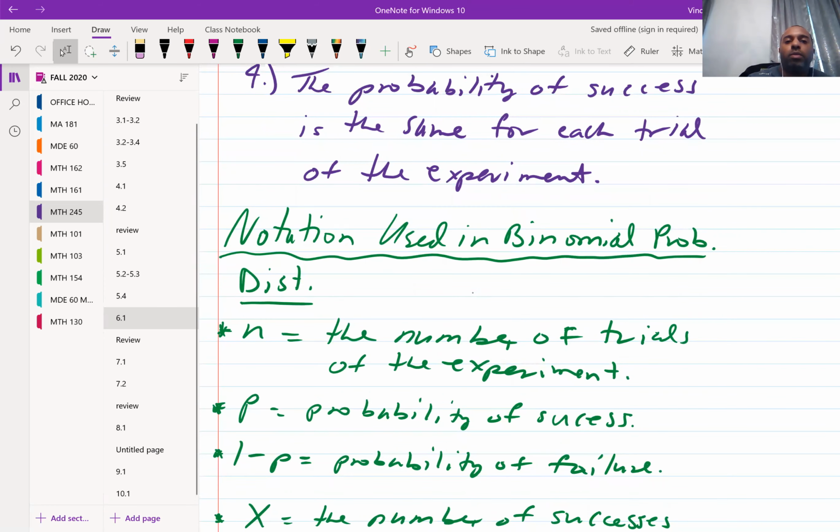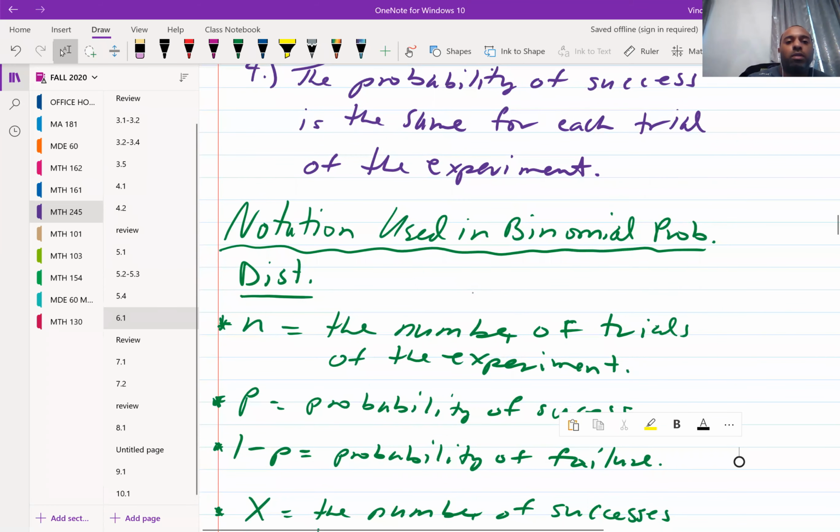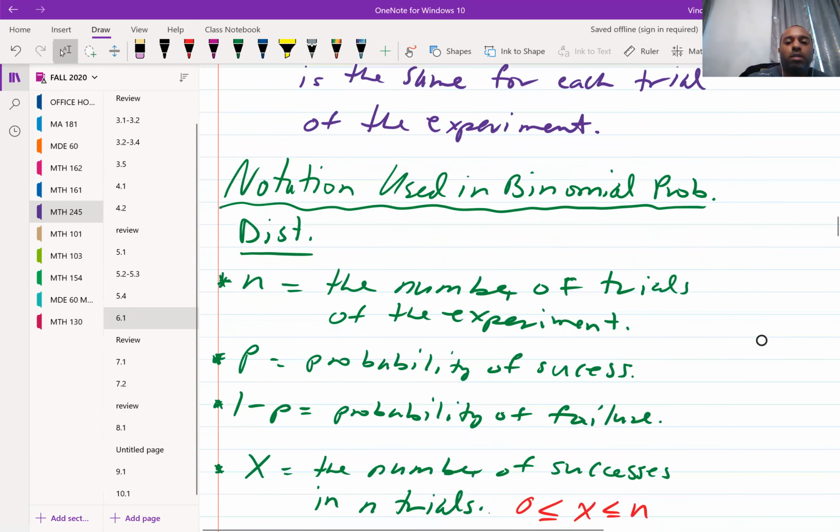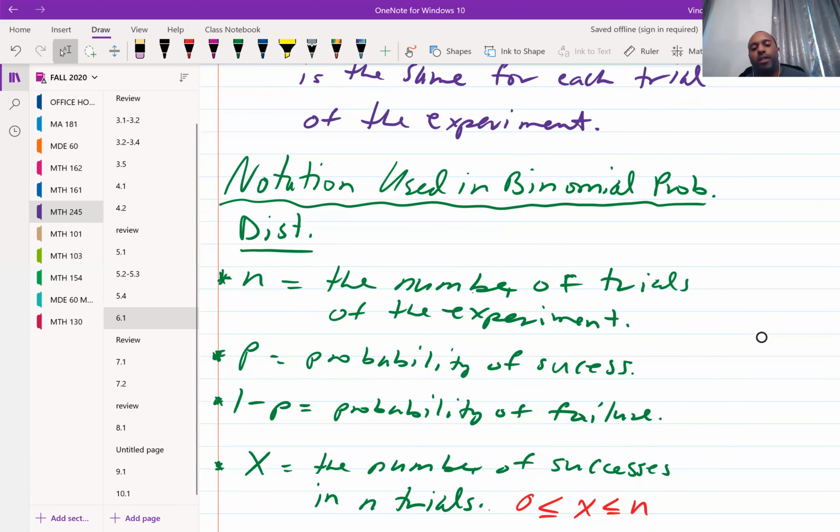All right, how are we looking? Let's scroll up. Okay, and then the number of successes in n trials will be x. Notice x will be in between 0 and n inclusive. It can be equal to 0 or n. We'll talk about what these numbers mean in a second.